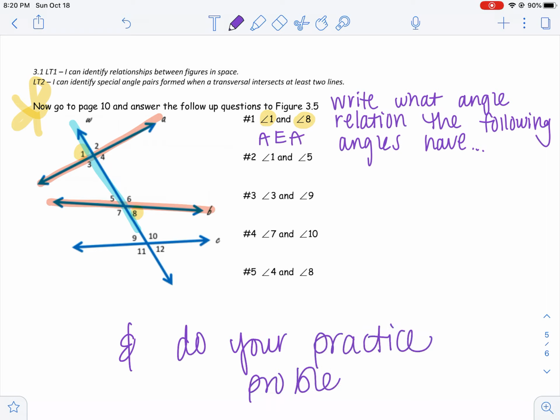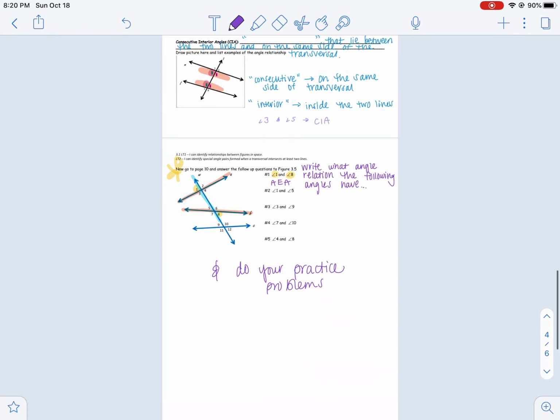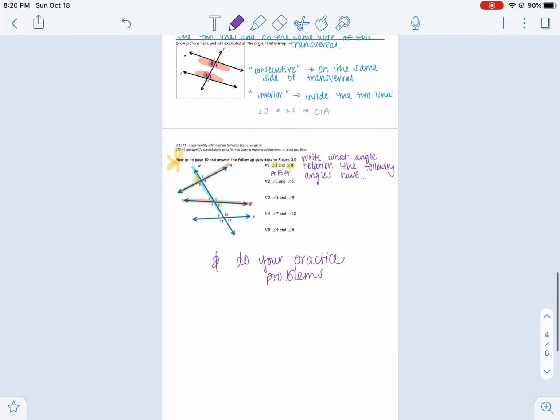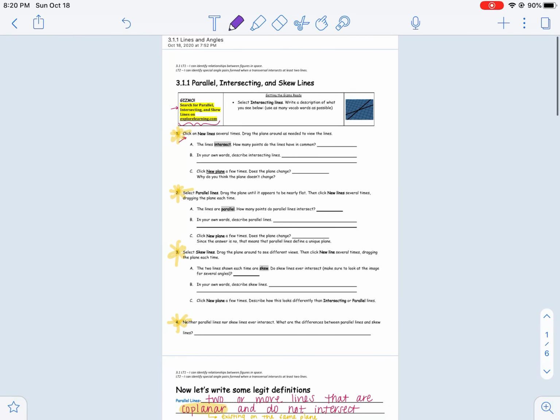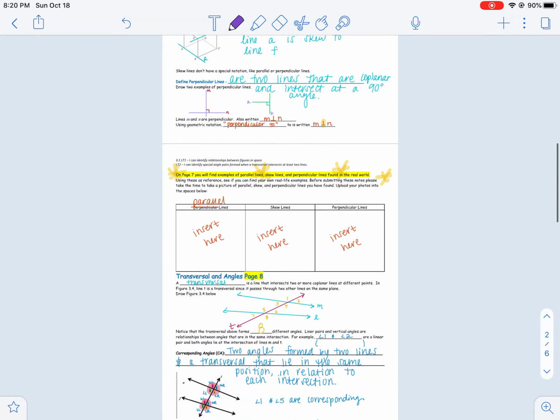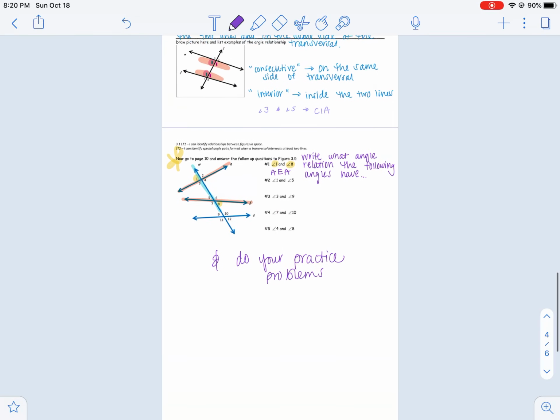Do your practice problems, the little Canvas quizzes like usual. I figured it was kind of pointless for us to have those in our notes as well because we're about to do them on Canvas. So I know this is a lot. Take your time.